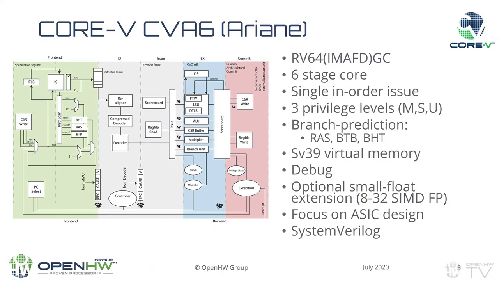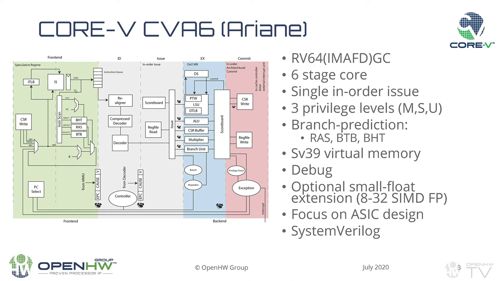So I introduce CVA6, formerly known as Ariane, which is a 64-bit IMAFDC core. It has support for the integer, multiply and division, atomics, single precision and double precision floating point instructions, as well as the compressed instruction. It is a 6-stage core to run at a reasonable speed and to speed up the sequential code commonly found in operating systems. It's a single in-order issue core, and it has support for 3 privilege levels: machine mode, supervisor mode, and user mode.